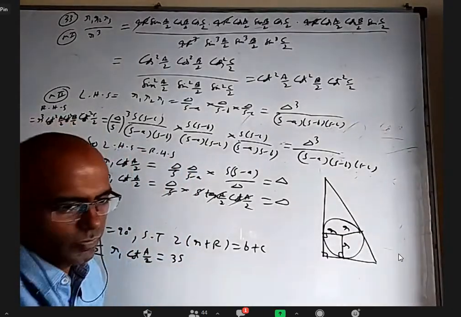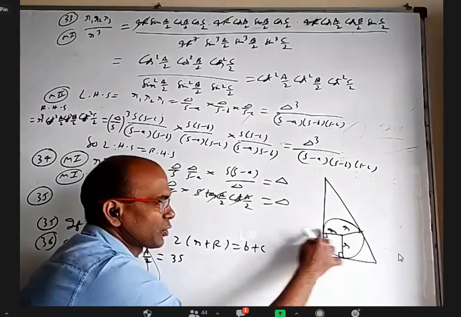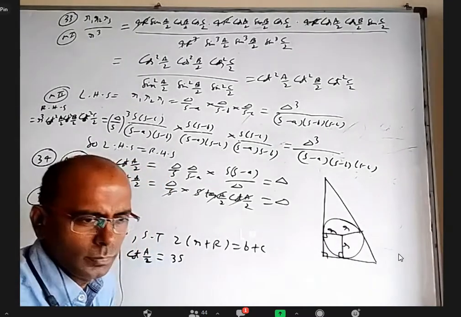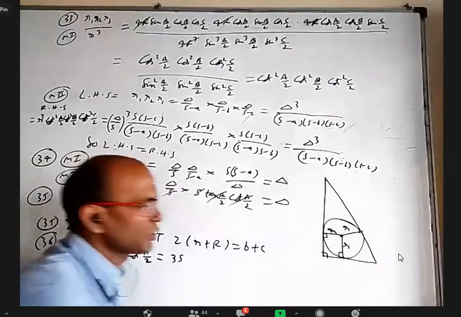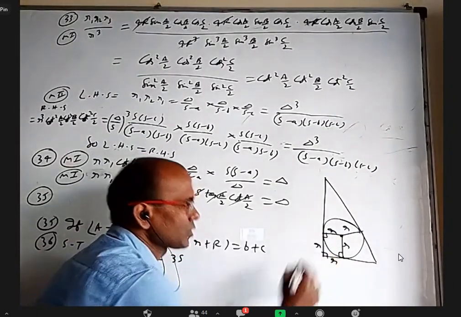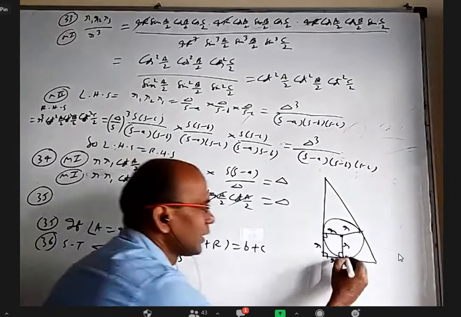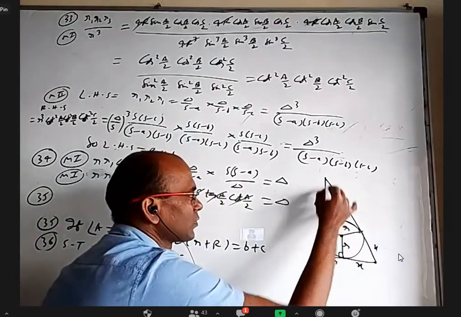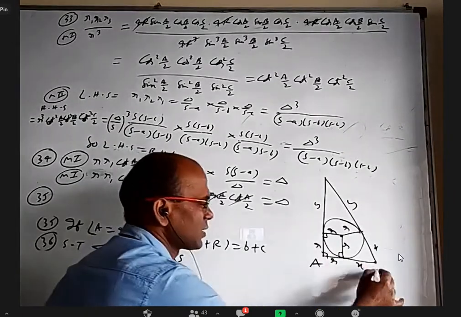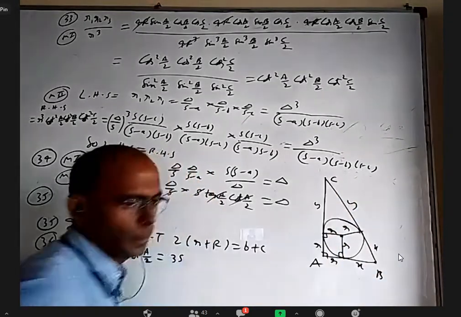Let us see something from the figure. This one has to be a square, isn't it? Yes, sir. Because all angles are 90 and adjacent sides are equal, it has to be a square. So this is also smaller, this is also smaller. This length I will take as x, so this is also x. This I will take as y, this is also y. By the way, this is a, this is b, this is c, right?